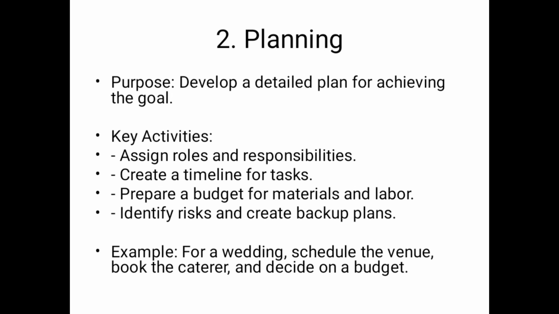Once you foresee those risks, you come up with plans on how you're going to deal with them, or a plan on how you can escape those risks. For example, on planning, you can have, let's say, a wedding. On planning, you plan for a venue. You book somebody who will be doing the catering. Then you come up with a budget and so on.